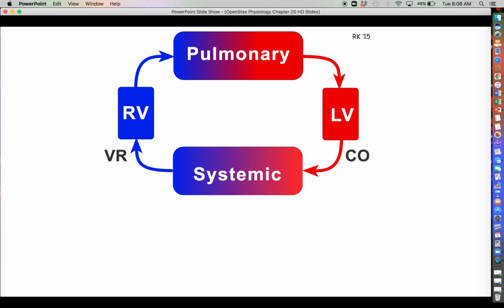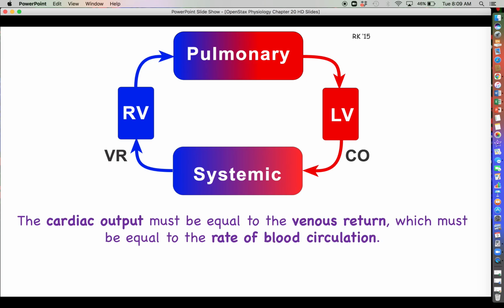Now, the two things we want to pay attention to here are the cardiac output, that refers to the amount of blood delivered from the left ventricle to the systemic circuit every minute, and the venous return, that is the amount of blood returning to the right atrium of the heart through the vena cava, coming back from the systemic circuit every minute. Now, you can probably imagine that because this is a closed circuit, the cardiac output must always be equal to the venous return, which again should always be equal to the rate of blood circulation. So that's just good accounting, right? The amount of blood being pumped by the heart has to equal the amount of blood returning to the heart.